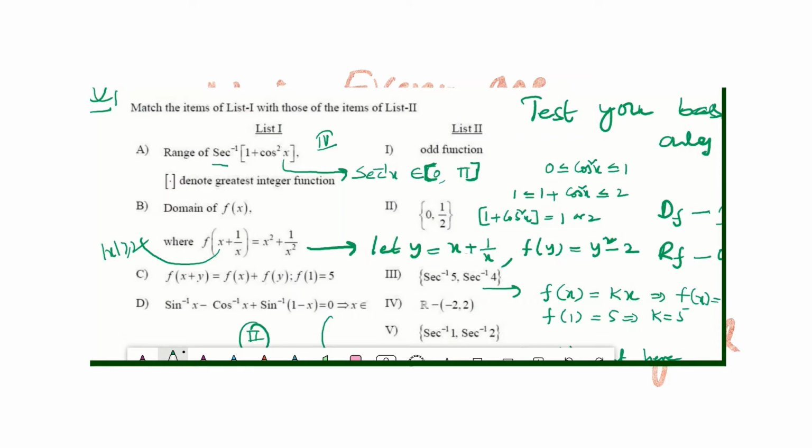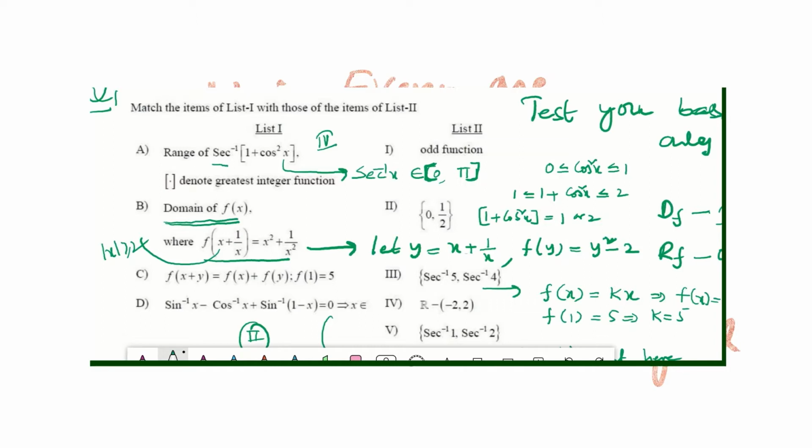When you come to the second, it is based on a functional equation. Here the function is not given directly, but in another form. You are asked to find the domain of f of x, but it is given in a different manner: f of x plus 1 by x is given by x squared plus 1 by x squared. By using this, we have to get the original function, and for that we need to find the domain here.